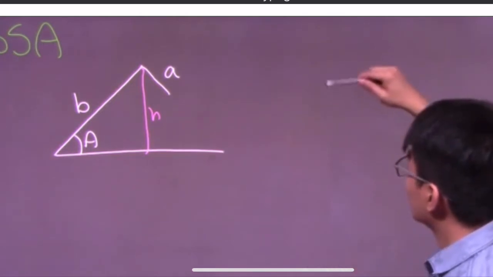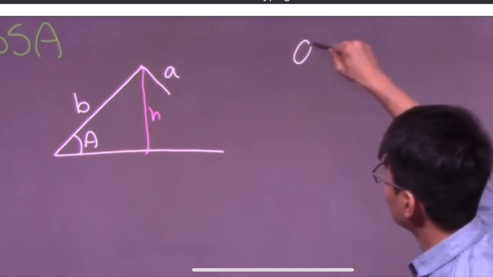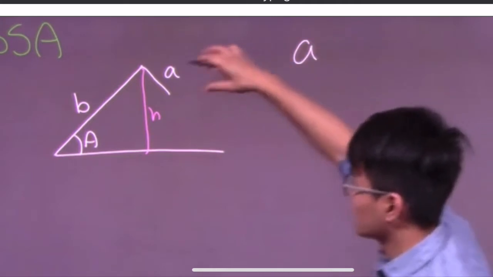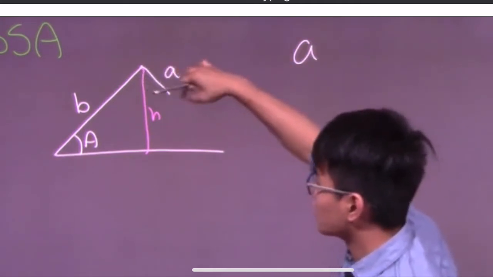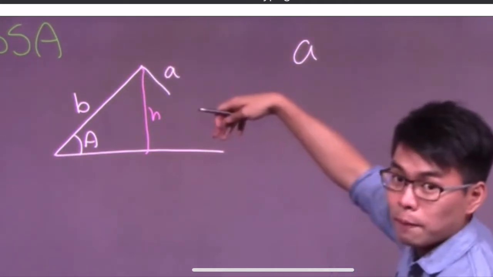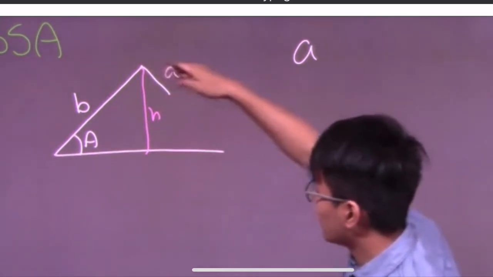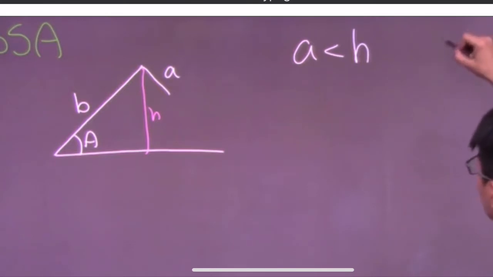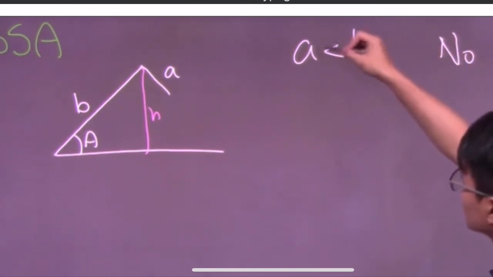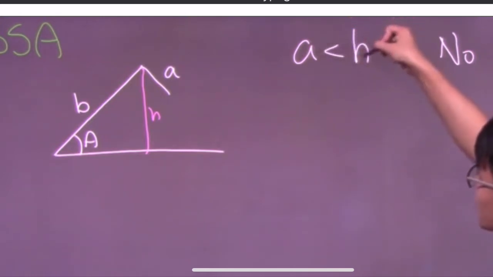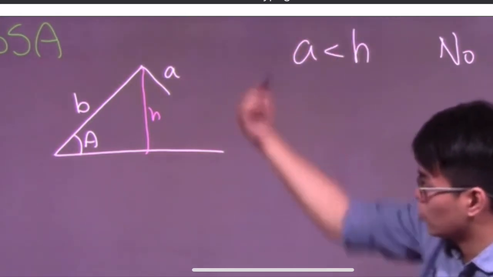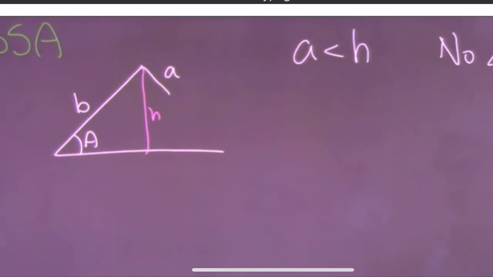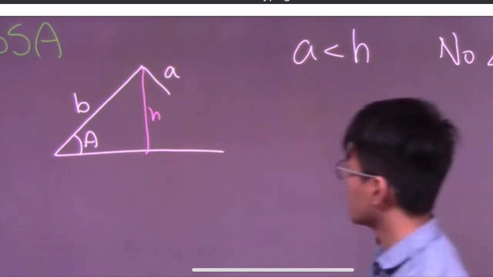Let me summarize what I've just said. If a is so short that it doesn't even touch the base of the triangle, if a is shorter than h, it can't even form a triangle. If the length of a is less than the altitude h, we won't have any triangles. So that's one case.